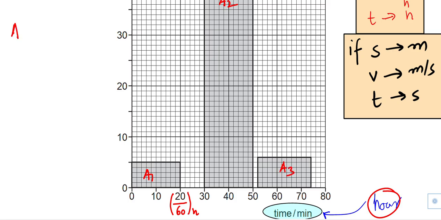So first of all, when I calculate area 1, area 1 will be equal to this number, 5 kilometers per hour, and this is 20 by 60. So you will say base times height. Do you agree? 5 times 20 upon 60. So what will that number be? Yes, Zikrullah? 1.67 kilometers. This is that distance.